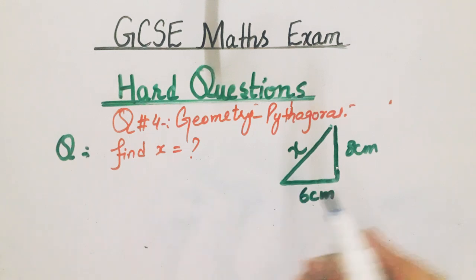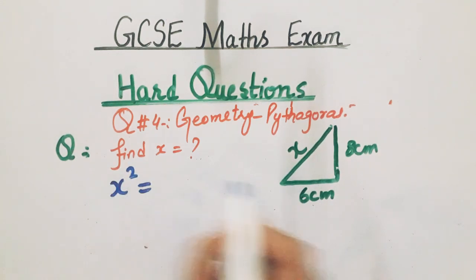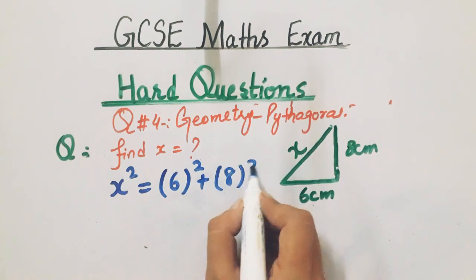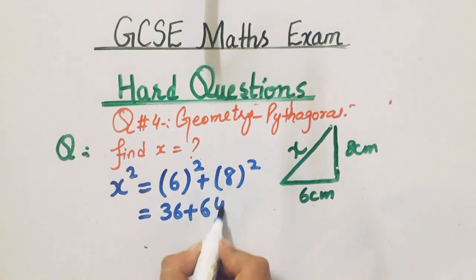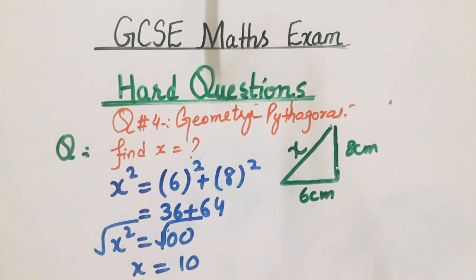Just we will apply the formula on this. According to that, x square equals 6 square plus 8 square. This means that 36 plus 64, that is 100. So by taking square root on both sides, we will get x equal 10. So this will be the answer.